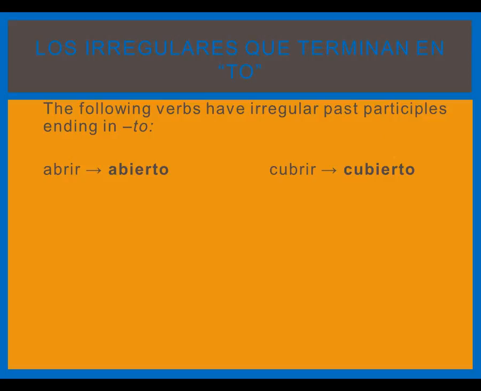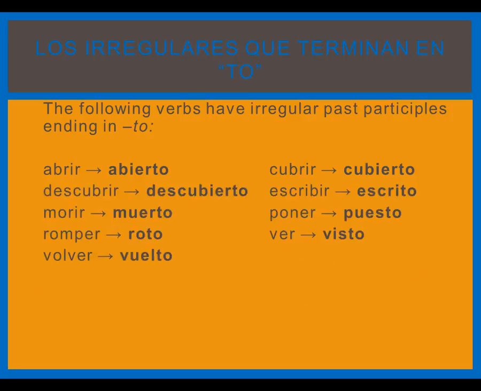This group of irregulars ends in TO. This doesn't follow the pattern of taking off the ending and adding a new ending. These simply need to be memorized. Abrir is abierto. Cubrir, which means to cover, is cubierto. Some others that you'll come across. You may be familiar with muerto to describe someone as being dead. You may have seen that in literature you've read. Muerto is the past participle of morir.